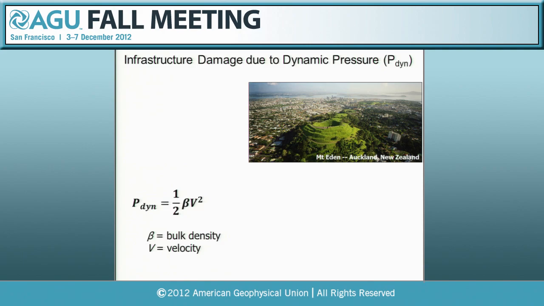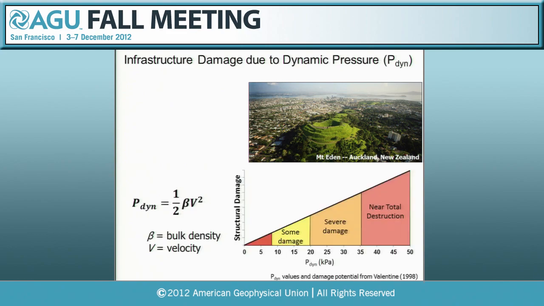In terms of understanding the damage potential of pyroclastic currents, we need to constrain the dynamic pressure. The dynamic pressure is a function of the bulk density, or the concentration of the current, and the velocity. This is a visual schematic that I've put together based on the work of Valentine 1998, which illustrates the damage potential of pyroclastic currents at different dynamic pressures. Here we've got dynamic pressure on the horizontal axis and relative structural damage on the vertical axis.